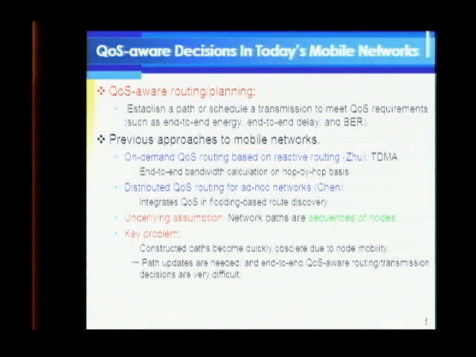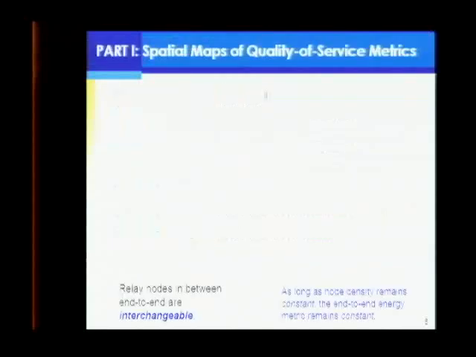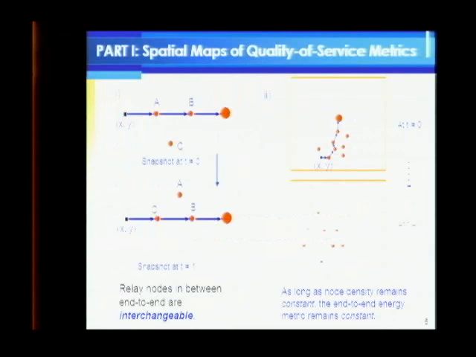Researchers currently see node mobility, individual node mobility, as the main limitation to how well you can actually track quality of service in these networks. So I'll show that that's actually not necessarily true. And this is the main idea of this work.